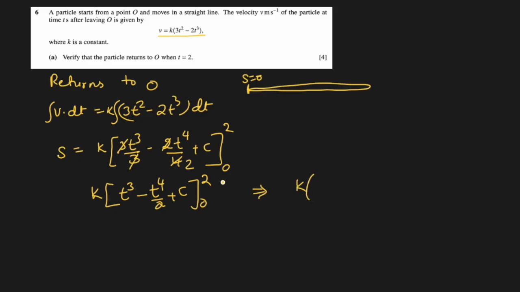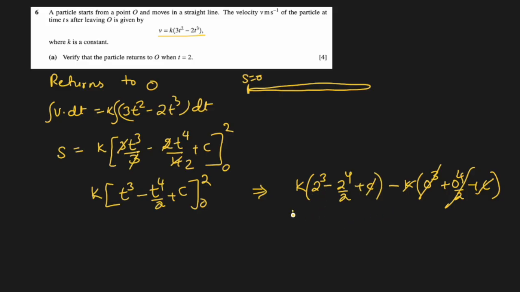So k, and we'll substitute 2 now. 2 cube minus 2 to the power 4 over 2 plus c, minus k times 0 cube minus 0 to the power 4 over 2 plus c. This is 0, this is 0, and this c will cancel with this c. So we are left with only k times (8 minus 16 divided by 2), which is 8. Yes, k times 0, that is 0 meters. Yes, at 2 seconds, the particle returns to the starting point.